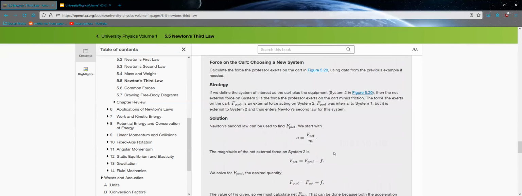And we can look at the math here and see what I'm talking about. We define the system of interest as the cot plus the equipment, as shown, as I said before. So the net external force of system 2 is the force the professor exerts on the cot minus the friction. The force she exerts on the cot, as we said before, is the external force, and the force professor is internal to system 1, but is external to system 2. So we can care about Newton's second law of motion for this because we still have a net force being applied.